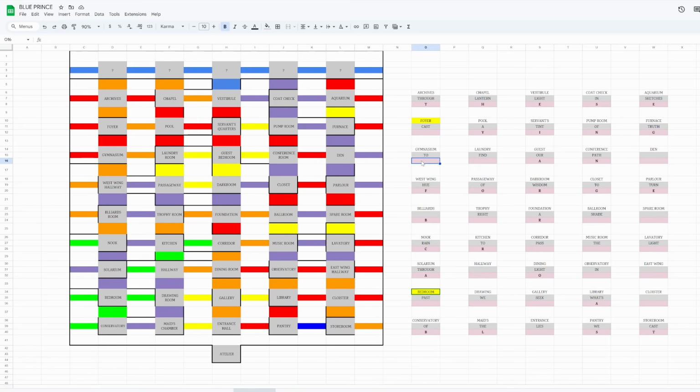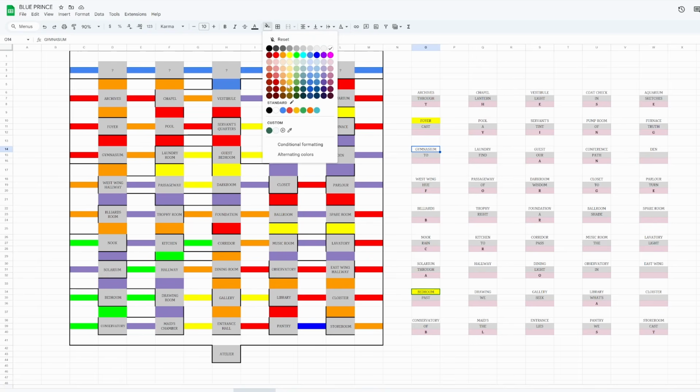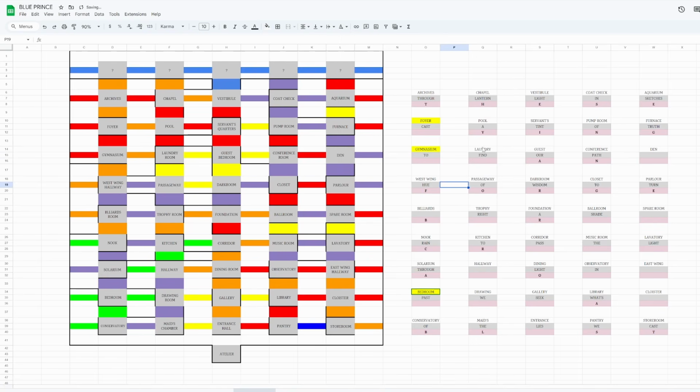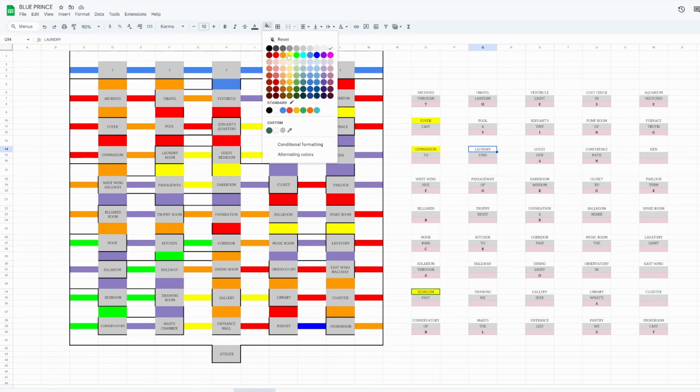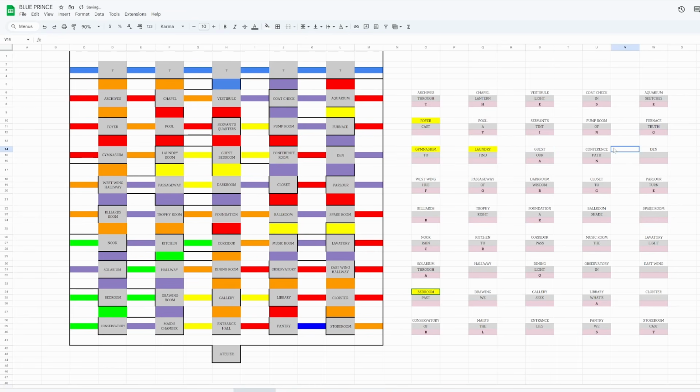Gymnasium. Did I get gymnasiums yet? No. It's the medal with the one and the ribbon with the string. We'll get that in a second. I think we're close to that area too, so we'll figure that out. And the laundry room, I don't have that either. That's the pliers, isn't it? Yes. So we'll get that.